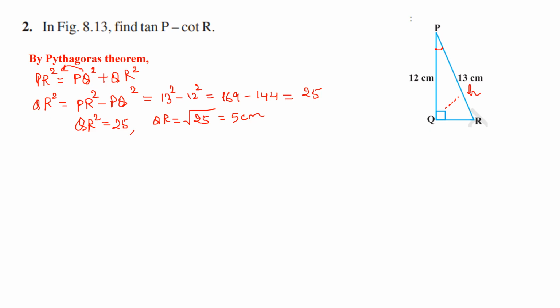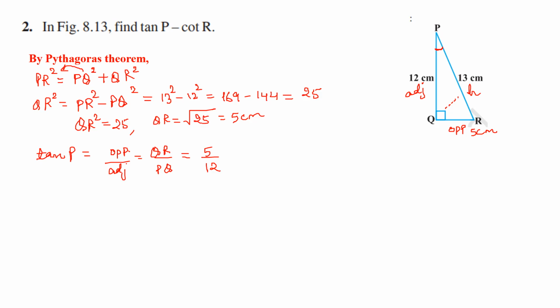Now if you take this angle P, this QR will be your opposite side and PQ is your adjacent side, isn't it? So tan P, what is the formula? If you remember the trigonometric ratios, tan P is opposite by adjacent. Okay, opposite is QR, adjacent is PQ. And QR value you have got here as 5 centimeter, isn't it? So it will be 5 by 12. So this is your tan P.